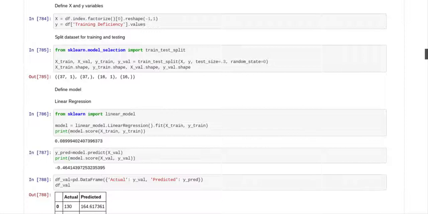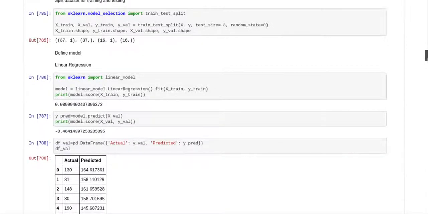So then we tested our shape. So x train is 37.1, y train is 37, x val is 16.1, y val is 16. Now what we're going to do is define a model.